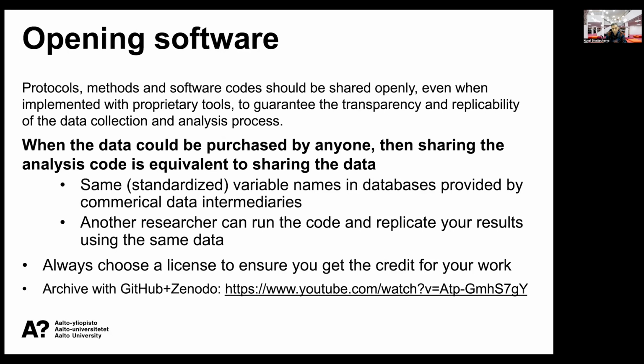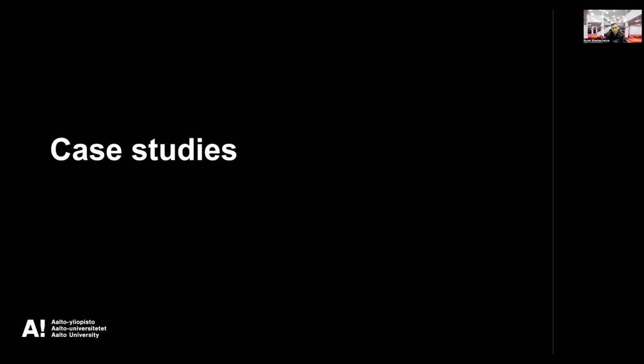this is done. So you should choose a license when you open up your software, and then you can use repositories like GitHub and Zenodo to archive the software. And with Zenodo, for example, you could get a digital object identifier with which your software could be cited.